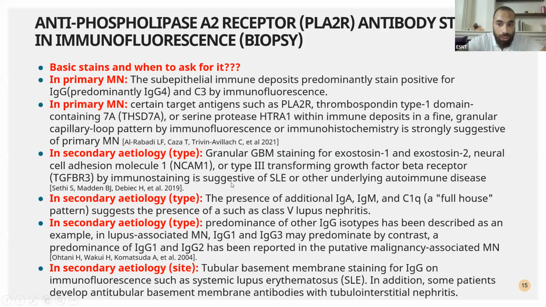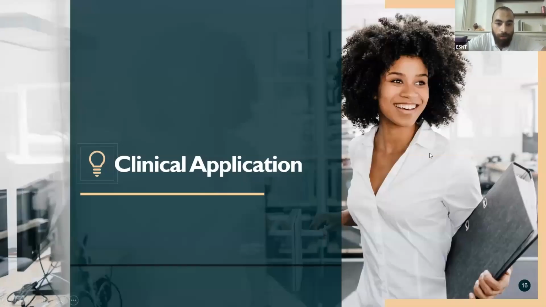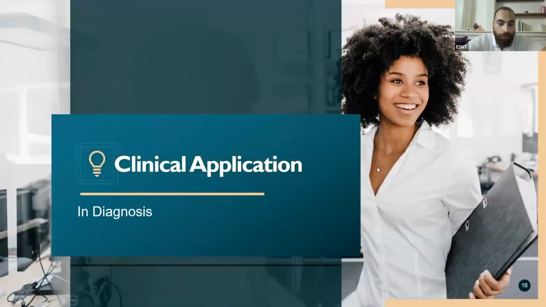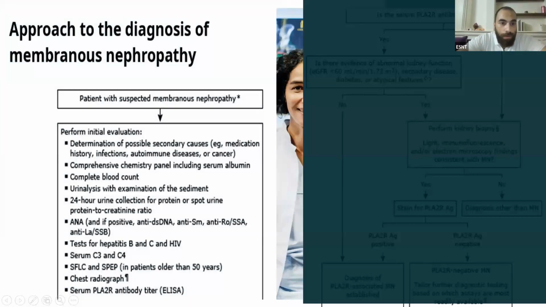This is the picture of IgG4 for primary membranous in immunofluorescent. As we see, it's a granular pattern around the capillary loop, and this confirms primary membranous nephropathy. So we will go to our topic today, which is discussing clinical application of anti-phospholipase, and I will start with the diagnosis of primary membranous. Approach to diagnosis of primary membranous: as we mentioned, this is from the KDIGO guidelines in 2022, all the patients should go for all of this as an initial evaluation.